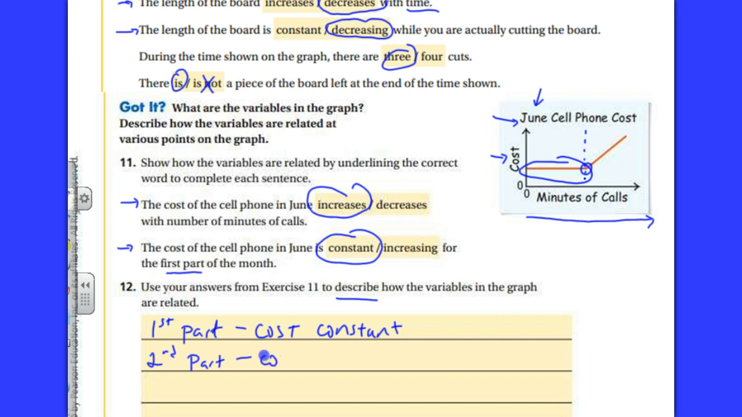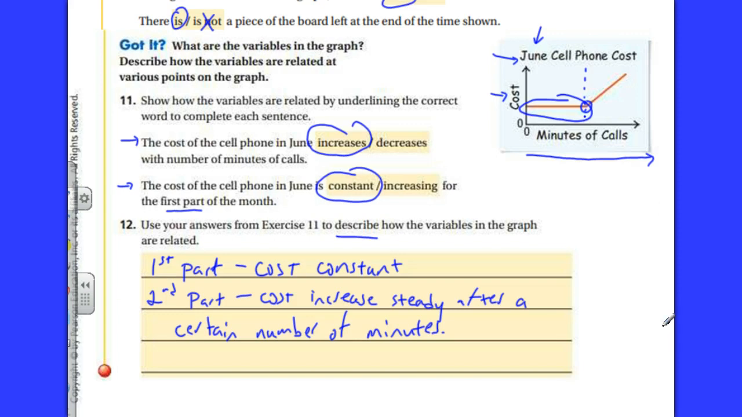okay, the cost increases steady after a certain number of minutes. And that kind of tells us the story briefly about what's going on in this particular graph. So that's a piece of chapter section 1, and then a couple other things out of there.